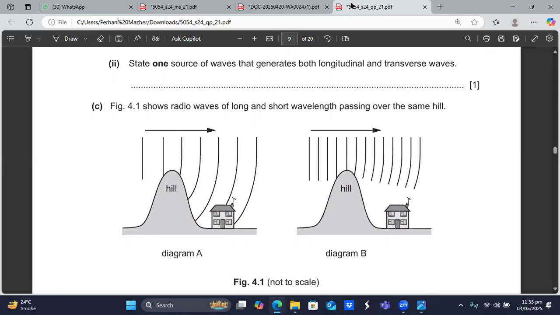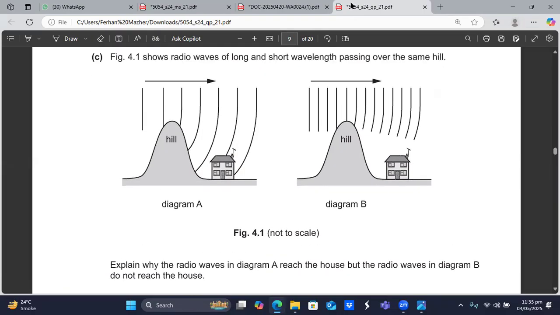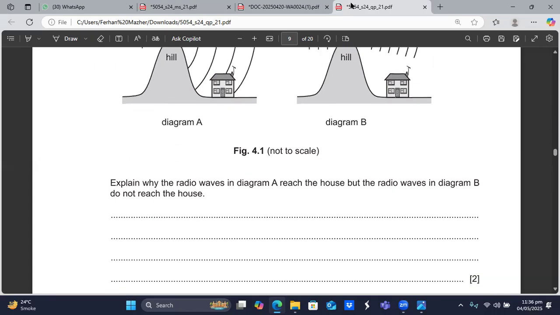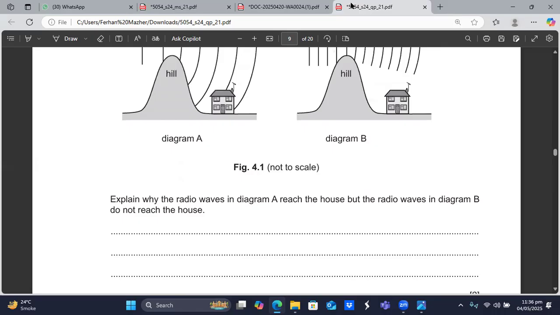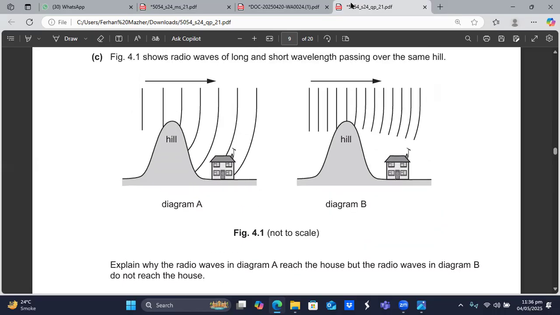Question number 4C. He says, figure 4.1 shows radio waves of long and short wavelength passing over the same hill. Explain why the radio waves in diagram A reach the house, but the radio waves in diagram B do not reach the house. It is a 2 marks question, and the reason is very simple.